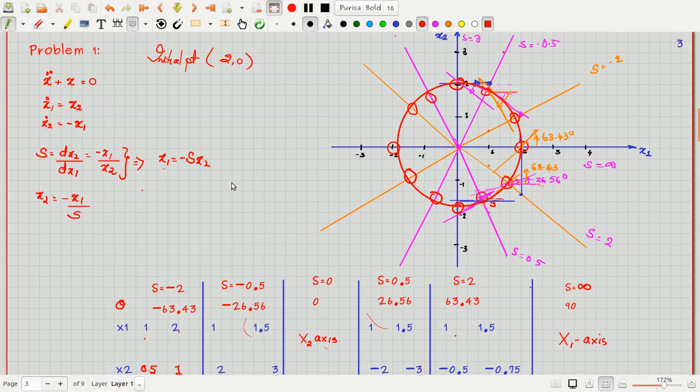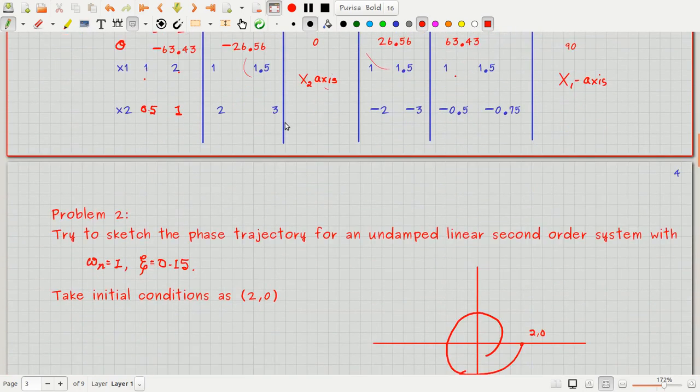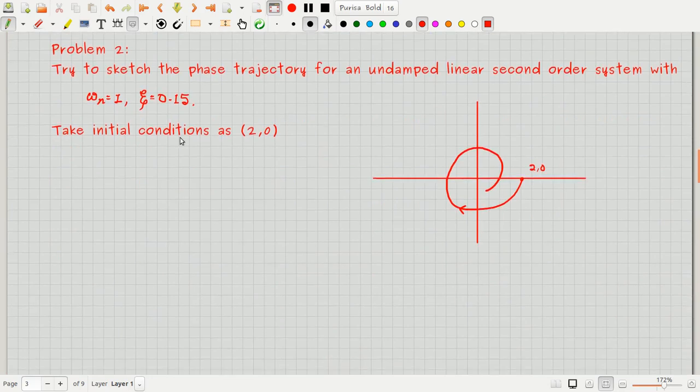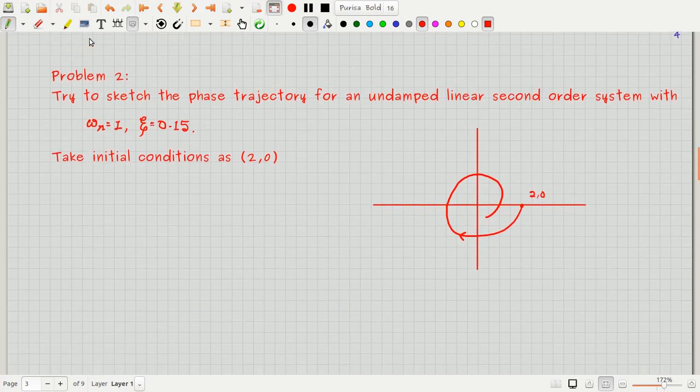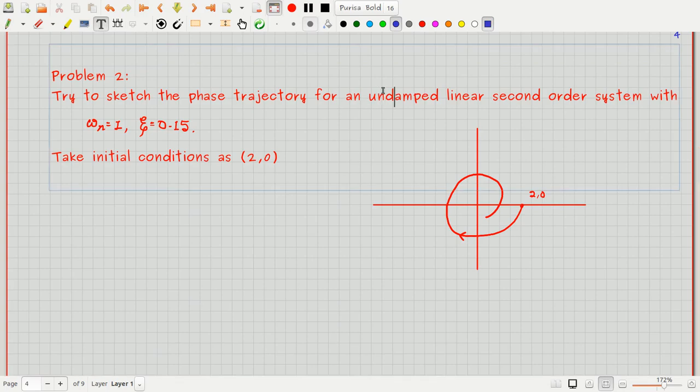So this is for an undamped system. Now you can try out this problem. I have given you one problem on the same system, to sketch the phase plane trajectory for an underdamped system. Actually, I have written undamped here, but it is actually underdamped. For an underdamped system with omega n equal to 1 and zeta equal to 0.15, you have to find out the relation and take initial conditions as 2 comma 0.